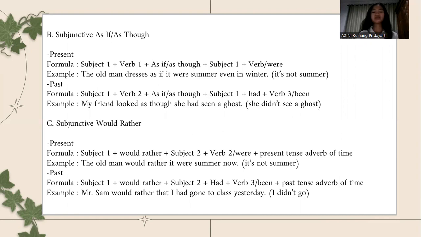And then subjunctive would rather. For the present, the formula is subject 1 plus would rather plus subject 2 plus verb 2 or were, and then plus present tense adverb of time. For example, the old man would rather it were summer now. And then for the past, the formula is subject 1 plus would rather plus subject 2 plus had plus verb 3 or been plus past tense adverb of time. For example, Mr. Stem would rather that I had gone to class yesterday.